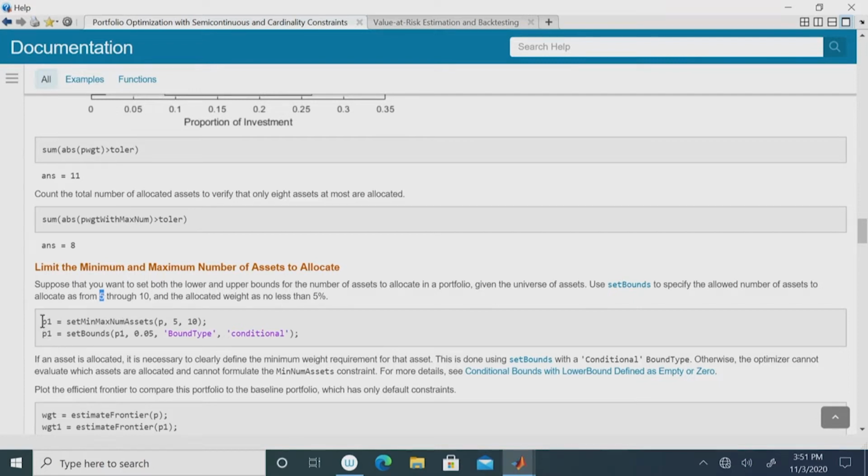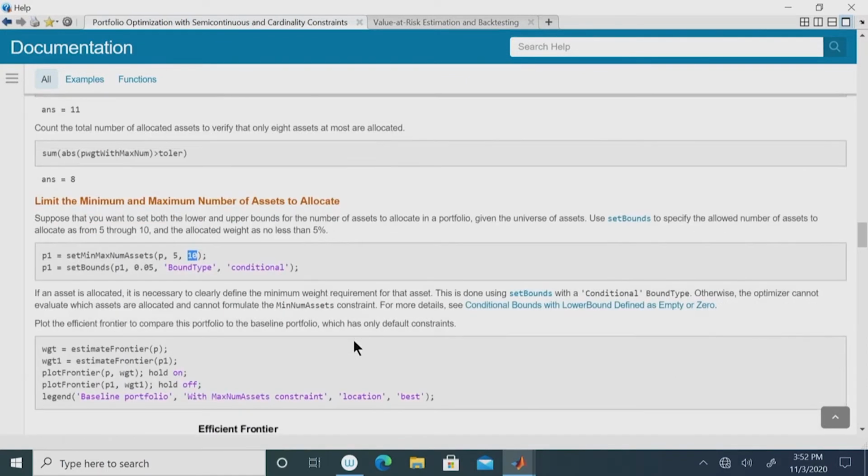Then we define P 1 by first setting the bounds on the number of assets to be at a minimum level of 5 and a maximum level of 10, and then on top of it we add the constraint that the weight of each of the individual assets, the number of which will lie between 5 and 10, is not going to fall below 5%. Obviously, if an asset is allocated, it is necessary to clearly define the minimum weight requirement for that asset. That is the reason why we have set these particular bounds.